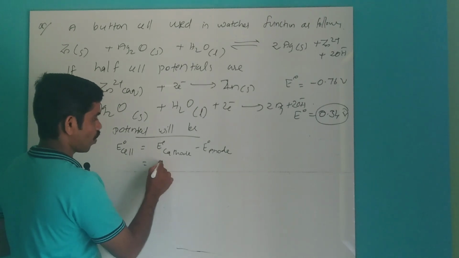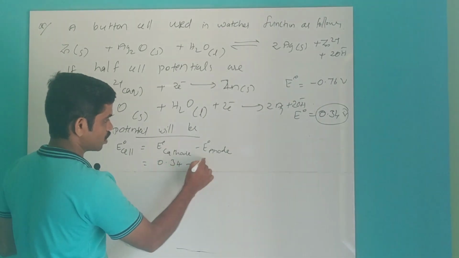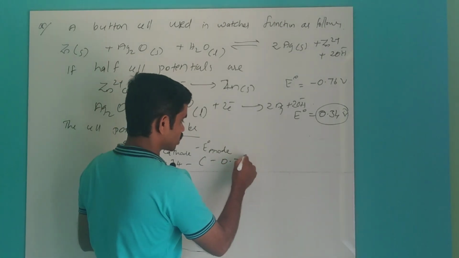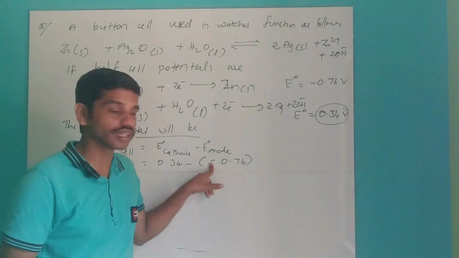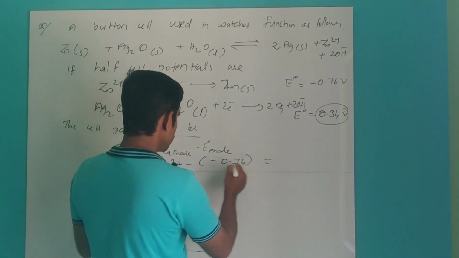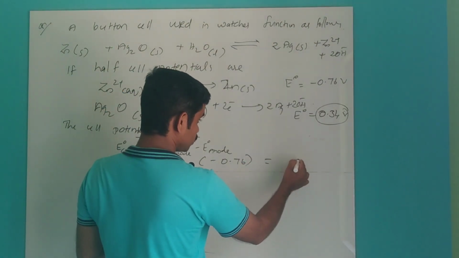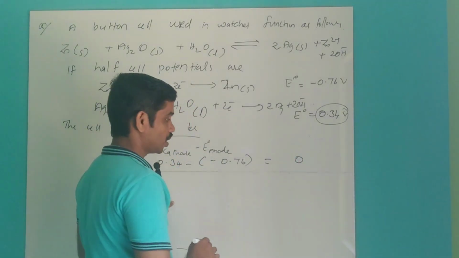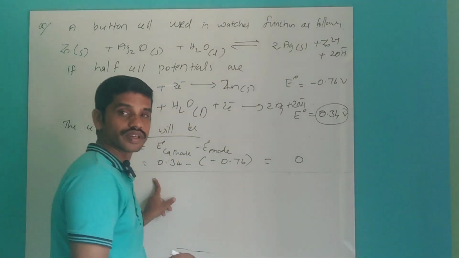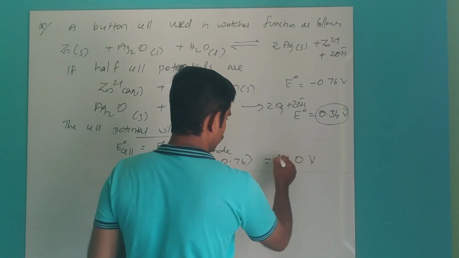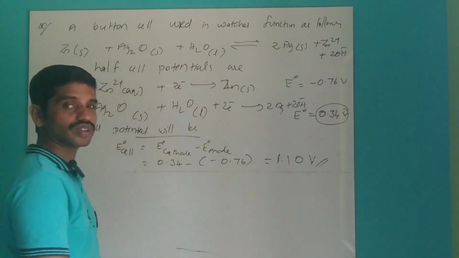So 0.34 minus anode, minus 0.76. So don't forget to give minus here. Minus into minus is plus, it will form 6 plus 4, 10, 7 plus 3, 10. So 1.10 volt. Okay, this is the right answer.